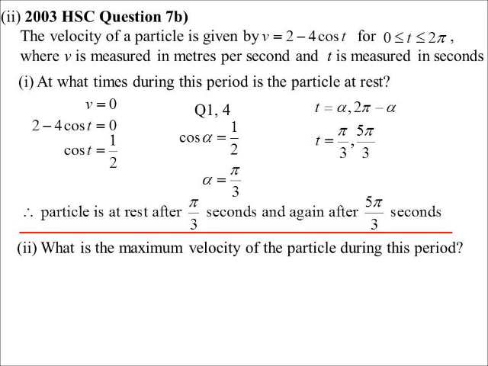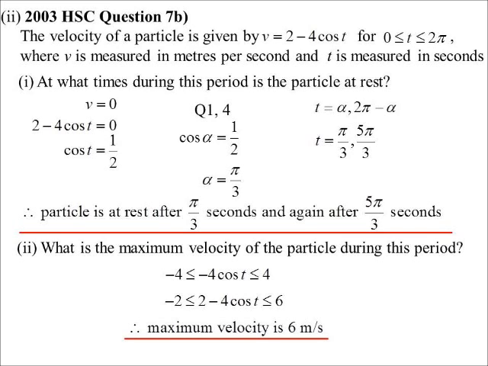Maximum velocity, oh, see, they did use that term. Gee, I hate that. I maintain they should say maximum speed. But anyway, fortunately, the answer is the same. Because minus 4 cos t goes between minus 4 and 4, so 2 minus 4 cos t must go between minus 2 and 6. So therefore, the maximum velocity is 6, which does also turn out to be the maximum speed. So in this case, I guess they could get away with using the term maximum velocity rather than maximum speed.